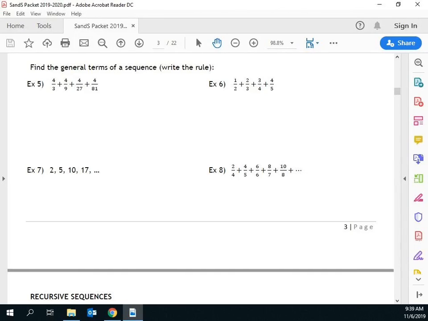Okay? So, let's look at top here for this one. Is the top changing at all? Okay, so then we can't determine anything from there. Let's look at the bottom. Is the bottom changing at all? What's it doing every time? Is it adding the same or is it multiplying the same? Multiplying by.